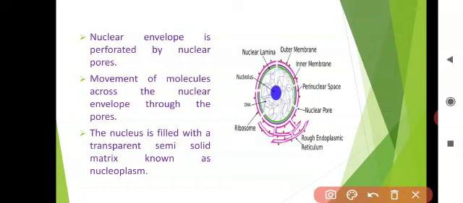Next, the nuclear membrane is not continuously present. It is perforated by means of nuclear pores. So, you can observe these pores. That means, here and there the nuclear membrane is divided into number of pores. We call it as nuclear pores. Through these pores, transport of materials takes place from nucleoplasm to the cytoplasm as well as from cytoplasm to the nucleoplasm.